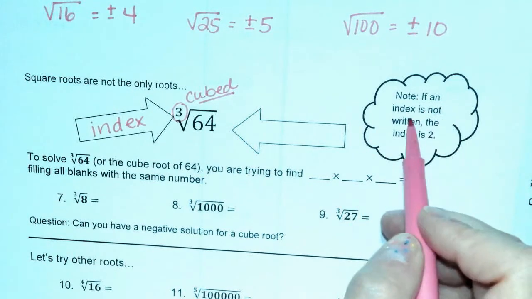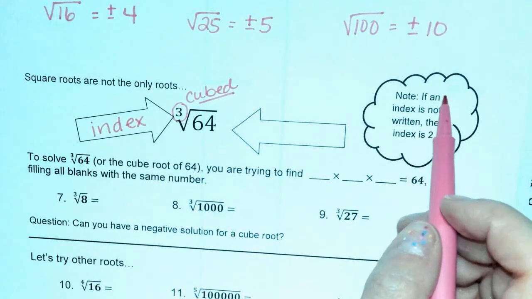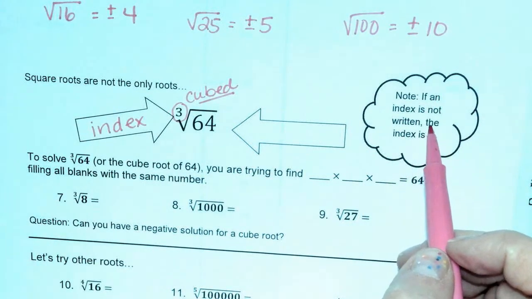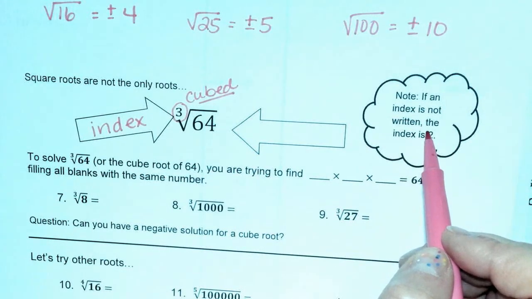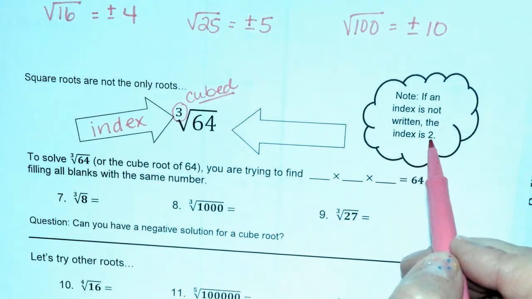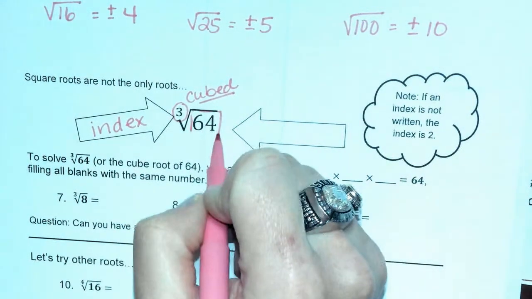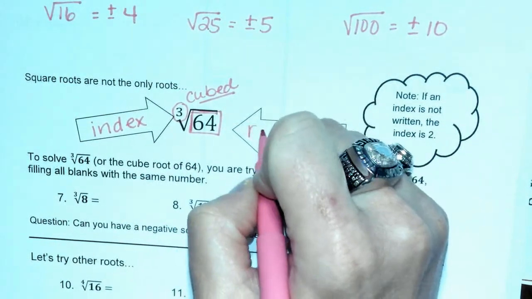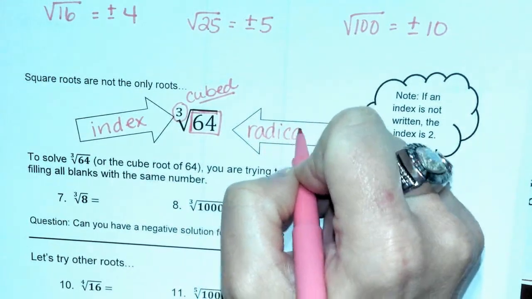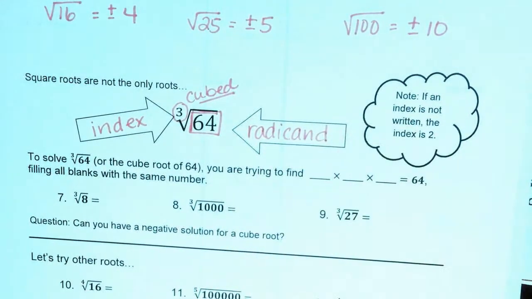Look at the little cloud. It's a little note. If an index is not written, if it's just blank, then we need to understand that it's a square root. The index would be 2. This number inside of the radical is called a radicand. A radicand.